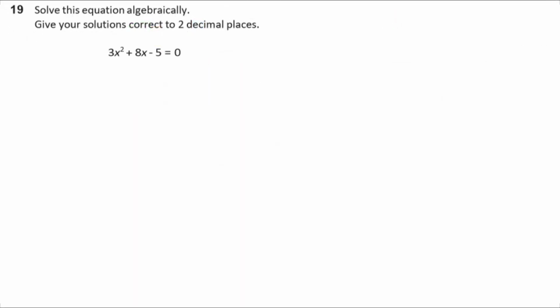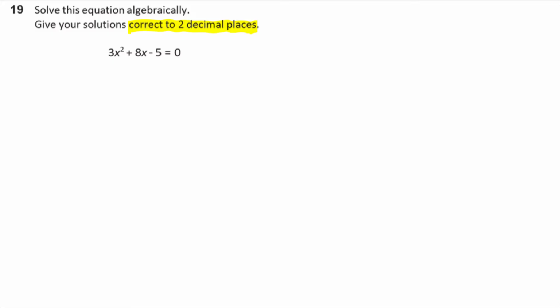Solve this equation algebraically. Give your solutions correct to 2 decimal places. I've got 3x squared plus 8x minus 5 equals 0. Now, I've not quite seen these questions worded this way before. Solve this equation algebraically. A bit of a weird wording. Presumably they just mean use the formula. I think it's going to be the formula rather than factorising, because of this bit here, correct to 2 decimal places. So I'm going to assume that it doesn't factorise nicely, and I'm going to be using the formula.